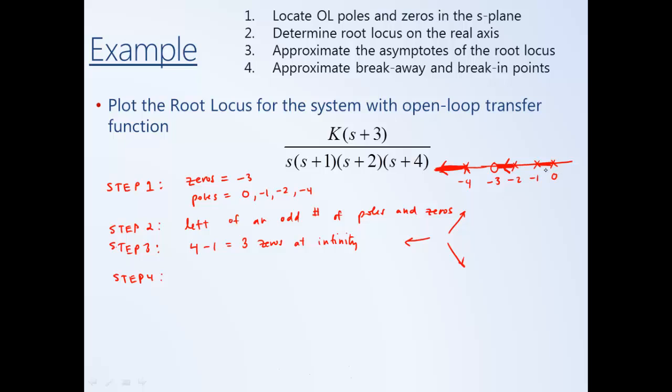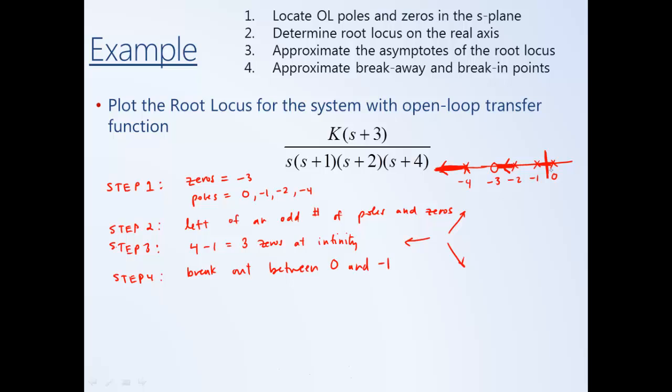Here we have 2 more poles where branches leave those poles. So you can imagine we have one branch leaving that pole at -1, one branch leaving that pole at 0, and at some point they're going to hit each other. They're going to bump into each other in between 0 and -1, and they're going to break out. So we have a breakout between 0 and -1.